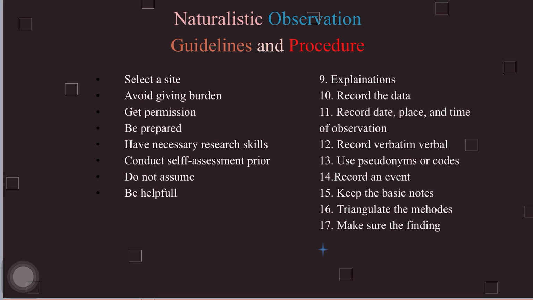Next is have necessary research skill. This means including language facility, explicit awareness, good memory, and writing facility also. After that, conduct self-assessment prior to the observation to assure that you have enough competence regarding your emotional as well as attitudinal state.